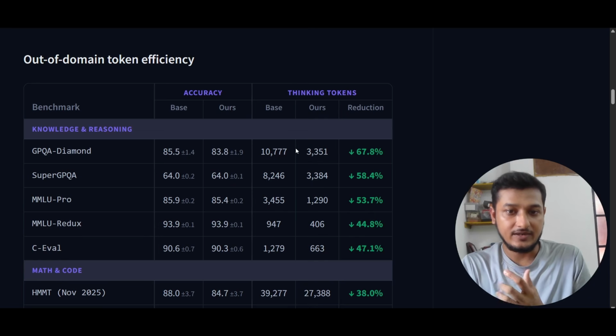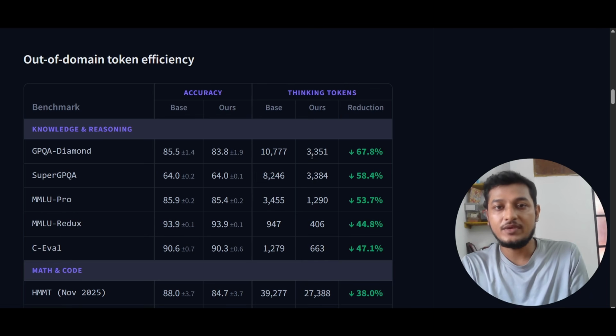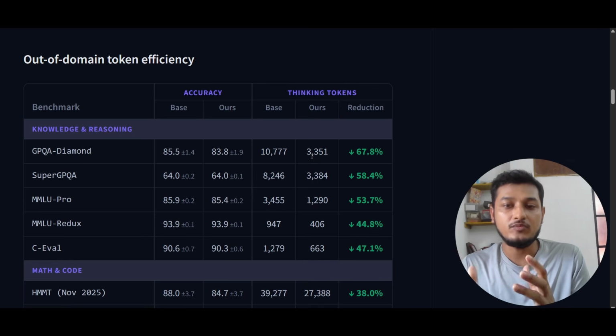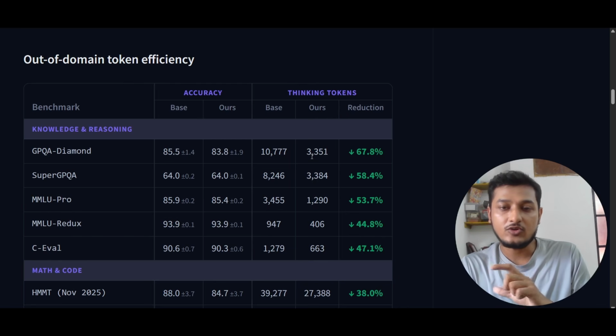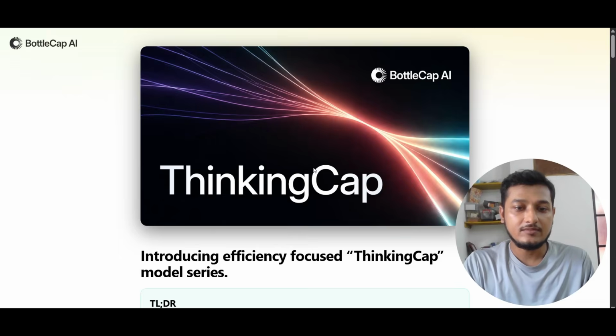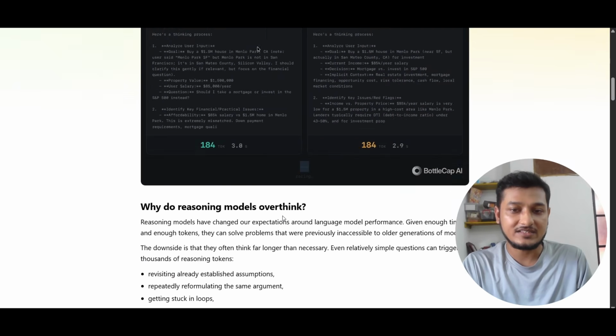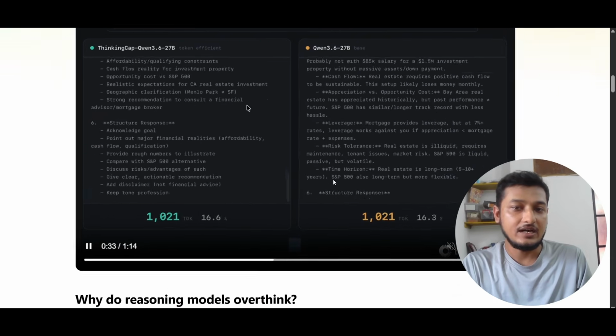And you know that if a model has a lot more thinking tokens, then the cost will also be higher. It means you need a lot more powerful GPUs, and the inference cost will also be more. So if you can reduce the thinking tokens, then the cost will be reduced and the time will also be reduced. Now this is their blog post that they have posted, and in detail they have explained the comparison that they have tested.